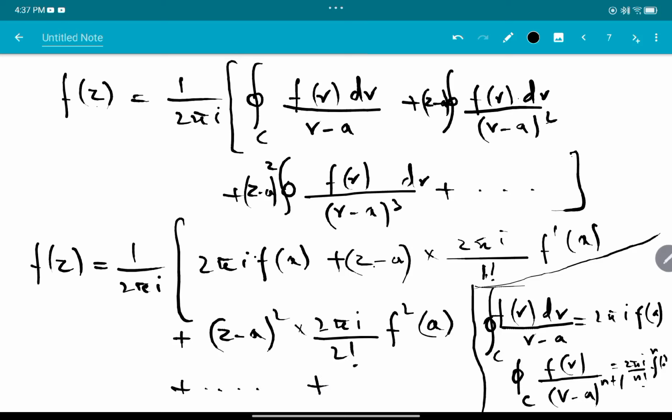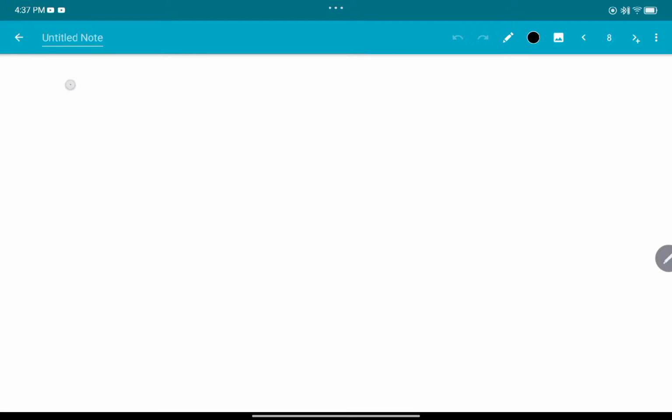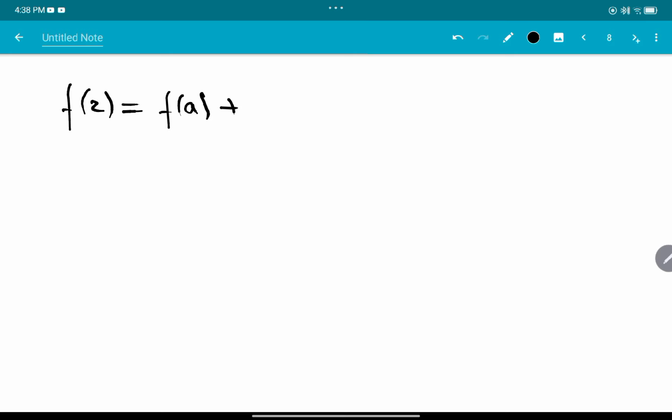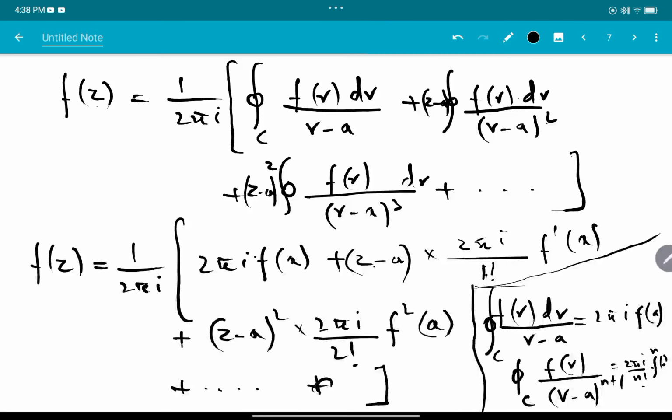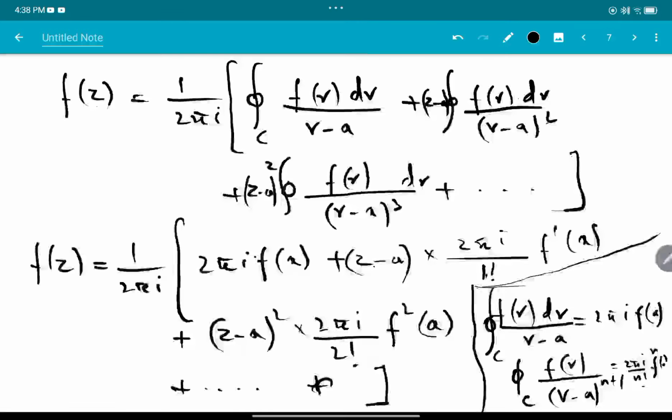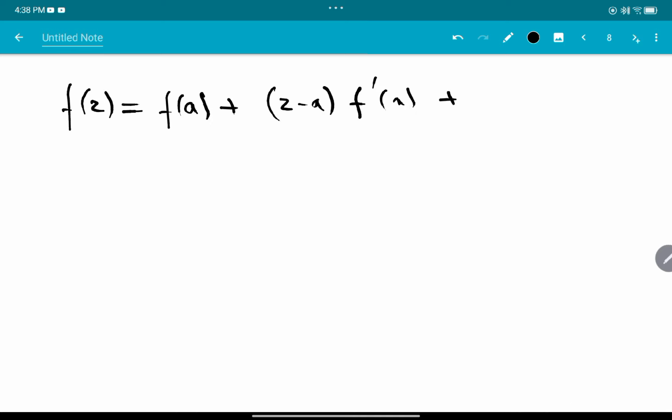But before writing that, just do one thing. Take this 2 pi i common from all of these, and then we will be left with something very clean. f(z) is equal to, we have got it, this there. 2 pi i and 2 pi i will cancel. f(a), then plus (z minus a) into f dash a, then plus (z minus a) squared f double dash a, that means the second order derivative, plus dash dash dash. I think you can yourself see now what will be the nth. This was 2 here. Yes, it is 2.